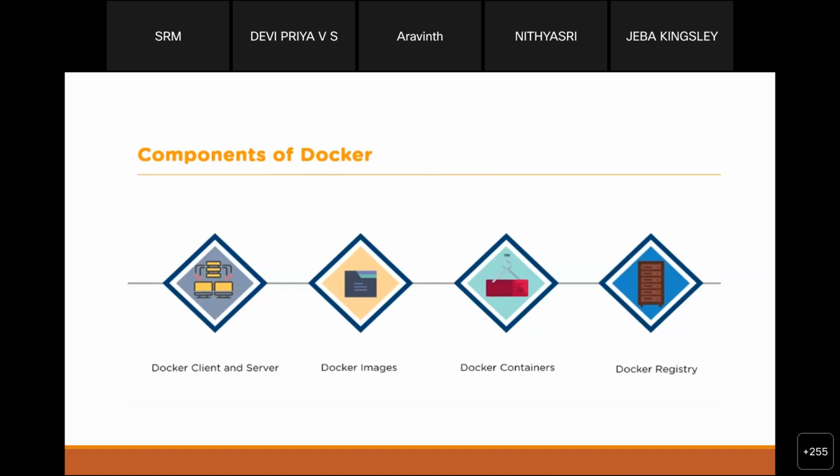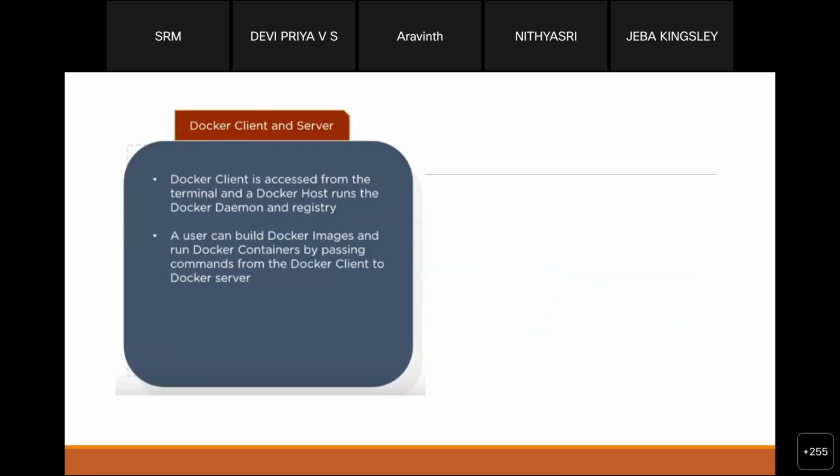So now dealing with the components of Docker. If you're dealing with Docker, then you will be familiarized with the components like Docker client and server, Docker images, Docker containers, and Docker registry. So, Docker client and server. Docker will be running in a client server model. There will be a server which will deal with the request from the Docker client, and the Docker client will interact with the Docker server by using Docker CLI.